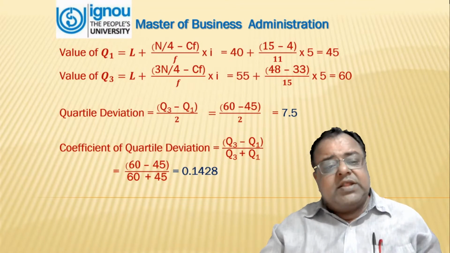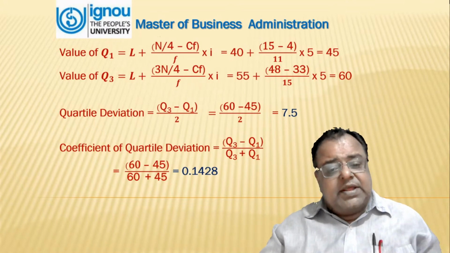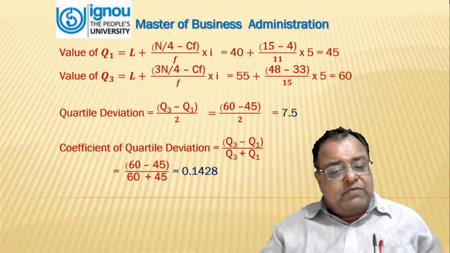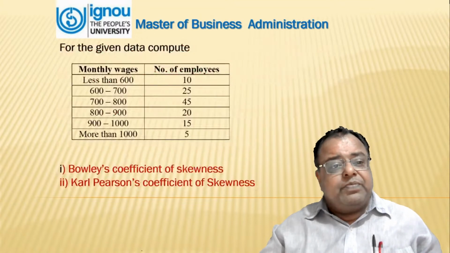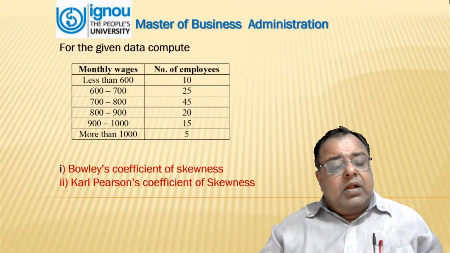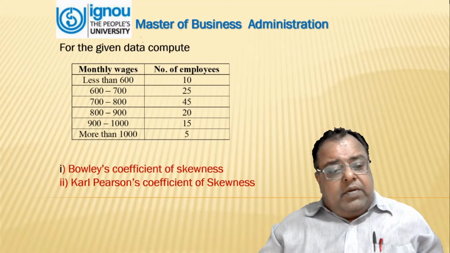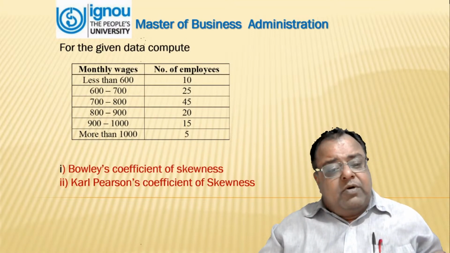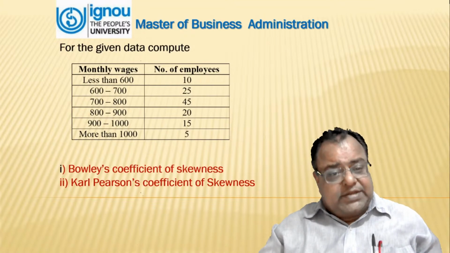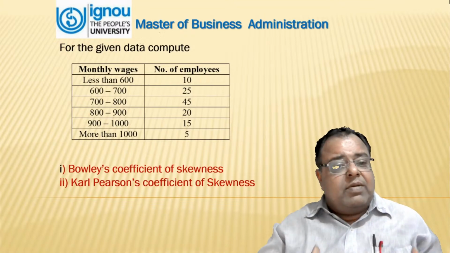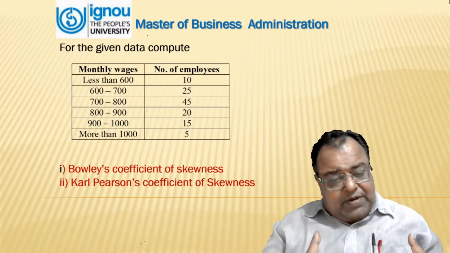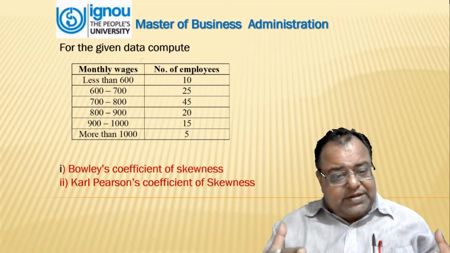And we have to calculate the coefficient of quartile deviation, that is Q3 minus Q1 upon Q3 plus Q1. That comes out to be 0.1428. Now, we will calculate Bowley's coefficient of skewness and Karl Pearson's coefficient of skewness. This is in a particular problem. We will be showing you all the calculations.